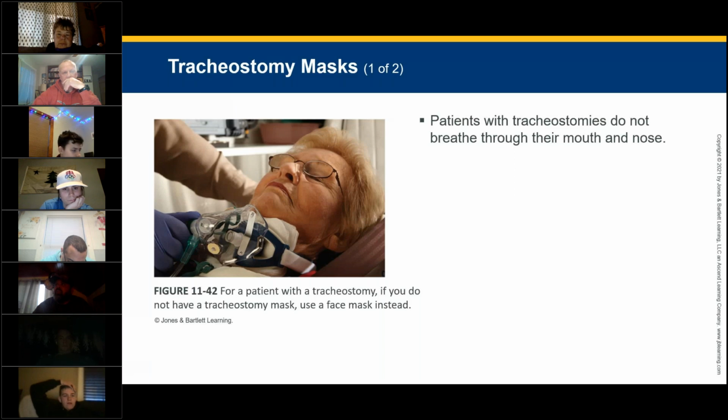Tracheostomy masks. Patients that have a trach don't breathe through their mouth and nose. They have a port on their throat. These masks go over that port to help give them the oxygen. You can use a face mask if you don't have the specialized mask. A lot of times these patients are going to have their own, but if for some reason they don't, you can just use a normal face mask for this.